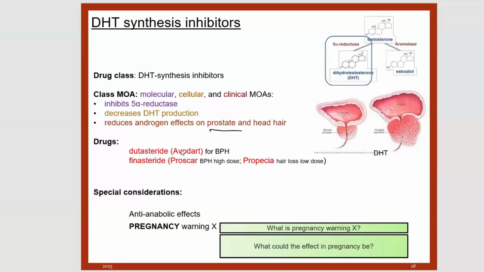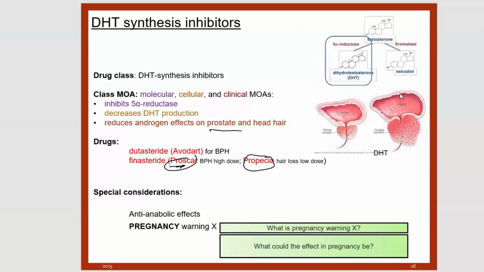It's interesting because dutasteride is really only used for benign prostate hyperplasia. Proscar and Propecia are the same drug. It's just a dose difference. Propecia, alopecia, is the hair, and Proscar is prostate. So that'll tell you which one you're using it for.